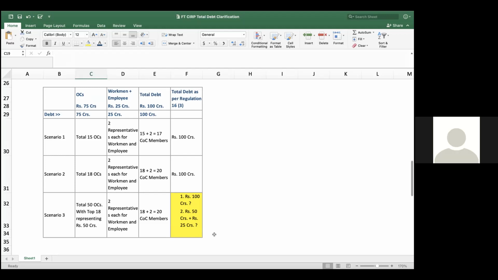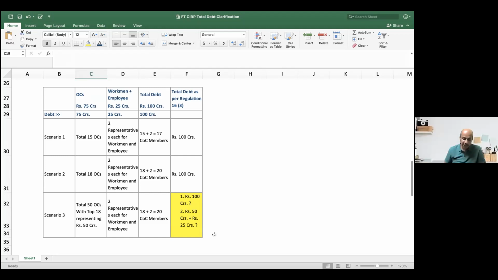Regulation 4 is talking about filing the report under this regulation. No, ma'am. No. I am referring to fast track CIRP. Yes, fast track CIRP. And this is regulation number 17, subregulation 4. The IRP shall convene the first meeting of the COC within 7 days of filing the report under this regulation. So it is talking about which report?